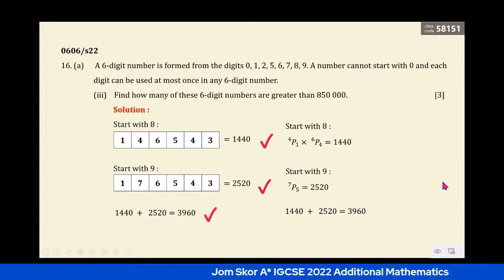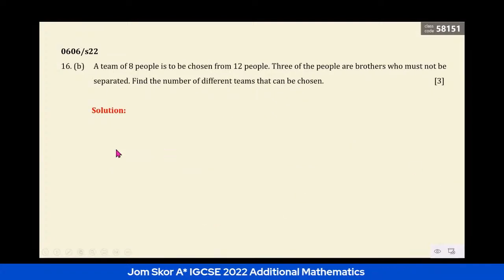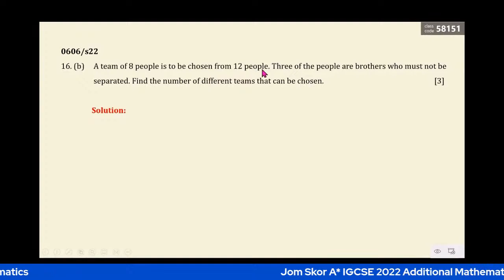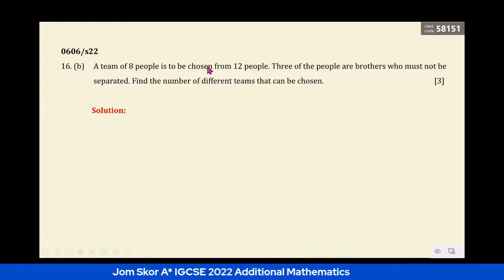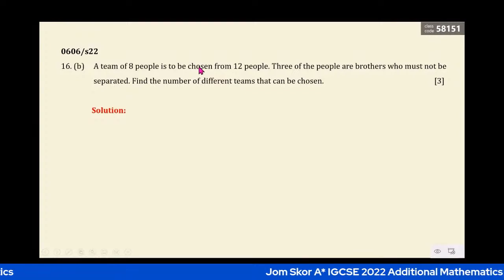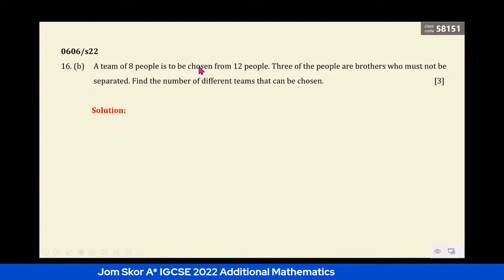Right. Now we look at 16B. The question stated that a team of 8 people is to be chosen from 12 people. Okay, so yang ni kita nak pilih team je. Bila nak pilih team, so we don't have to arrange all the people tu dalam satu baris ke, tak ada, in a row ke, tak ada. Okay, so for this one, so we will use combination.